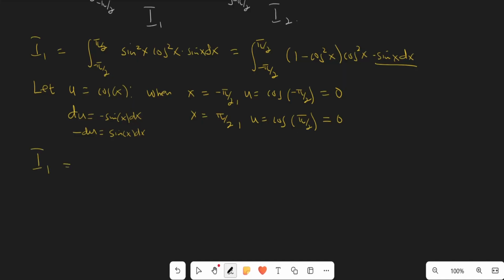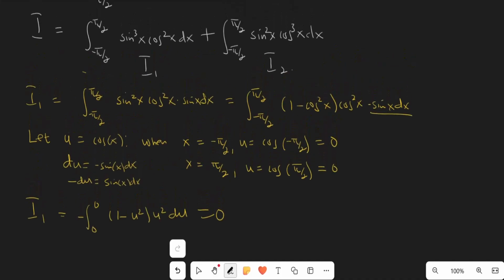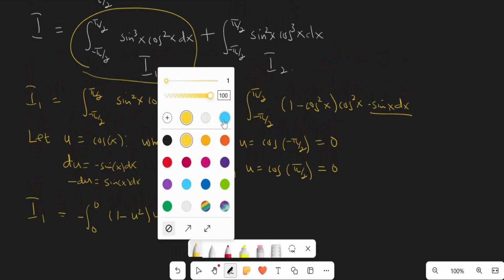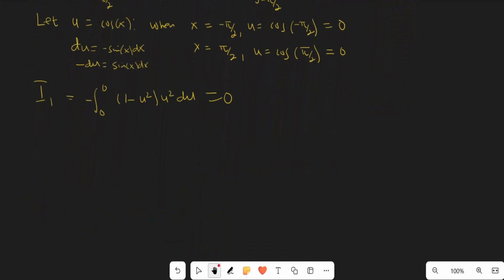So I1 is really the integral from 0 to 0 of 1 minus u squared times u squared du. There's a negative here, but because the limits of integration do not change, this integral is going to evaluate to 0. So this integral is equal to 0. Now let's do I2 and see whether we get the same value.